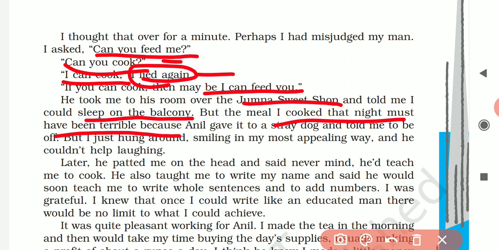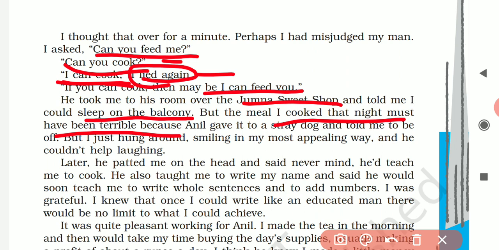What does the word terrible mean here? Must have been terrible. Why? Why does he say that the food which he cooked must have been terrible? Because he had never cooked before. He told a lie here. I can cook. He told a lie, right? Whereas the truth is that he doesn't know how to cook. Clear? So, whatever he prepared, I don't know how he made it.